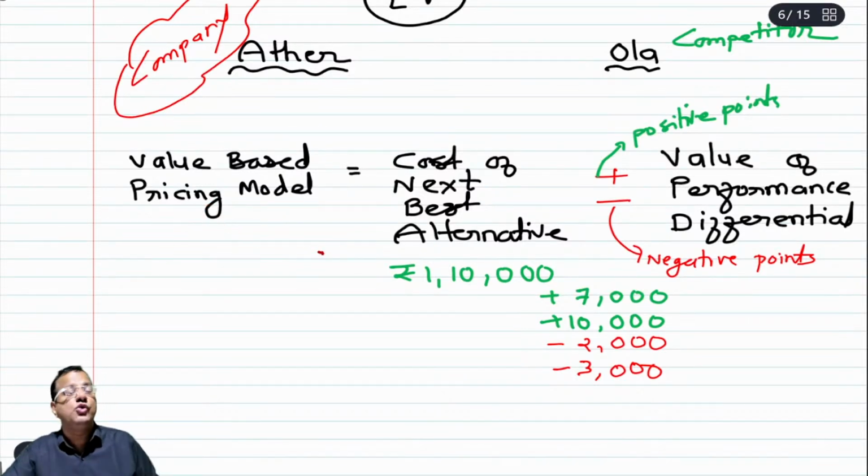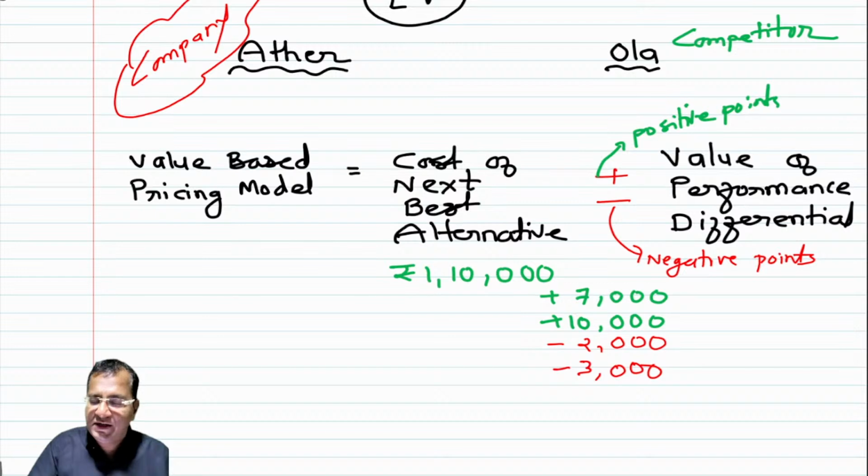The first one is true value, true economic value. In that, all the positive points and all the negative points will be considered in my pricing. That will be considered the true value model. In perceived value, we have different products. If the customer requires it, then the customer will purchase that product. If the customer doesn't require it, the customer will get the standard version.